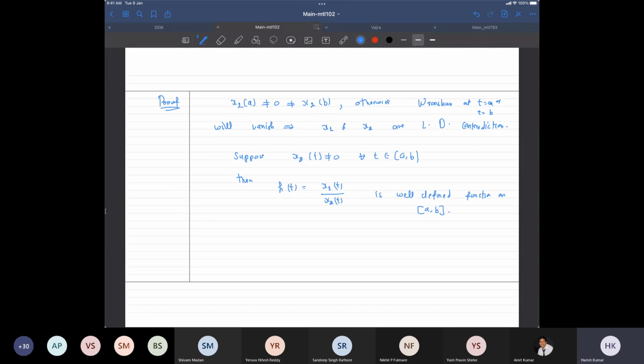Okay, not only that, also h(a) is 0, which is equal to h(b), because x1(a) is 0 and x1(b) is 0 and x2(a) is not 0 and x2(b) is not 0. So this will happen. So this implies by Rolle's theorem there exists c in the open interval (a, b) such that h prime(c) is equal to 0.